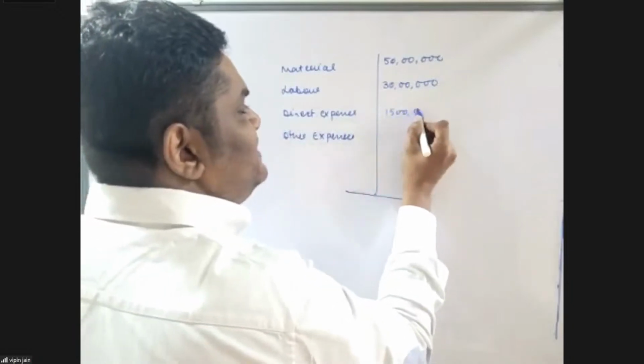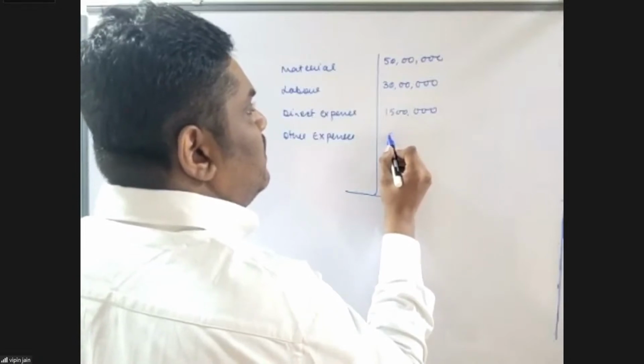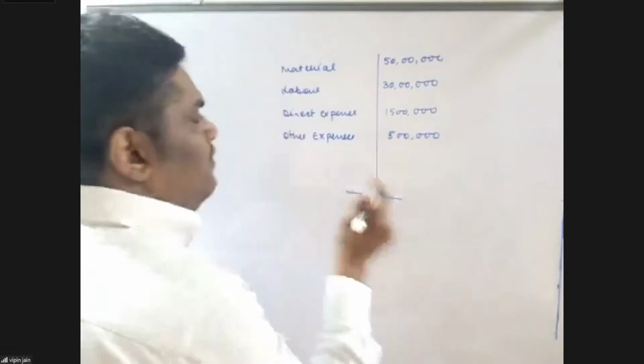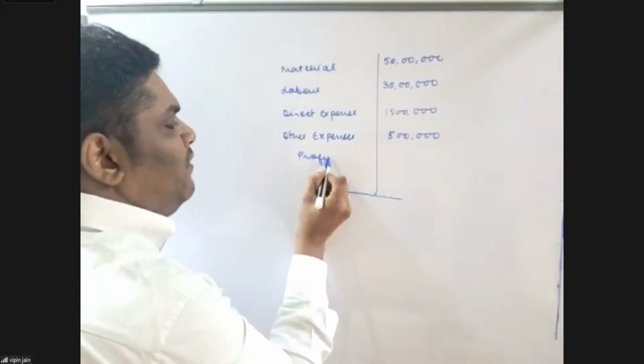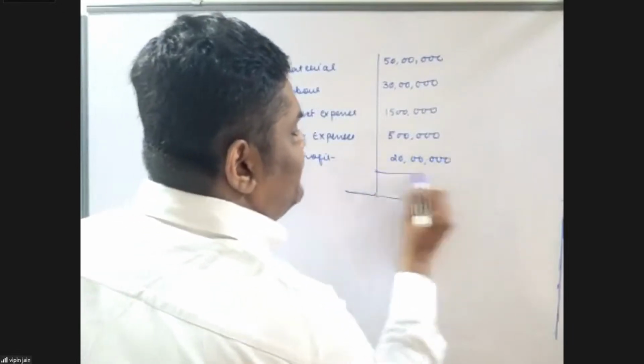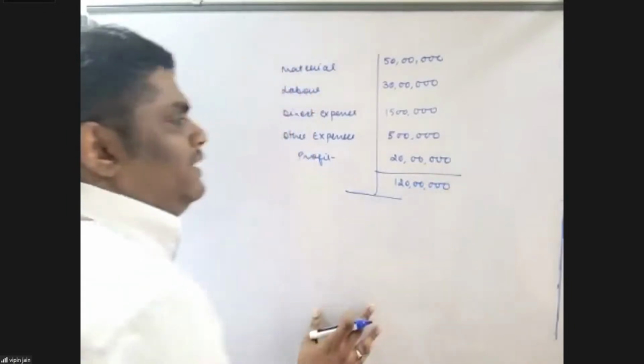The direct expenses that will be incurred will be 15 lakh. And let's say other expenses that will be incurred will be 5 lakh. Further, they too consider the profit also. Let's say 20 lakh will be the estimated profit. And this is how the contract price is fixed. Let's say 1 crore 20 lakh is the contract price.